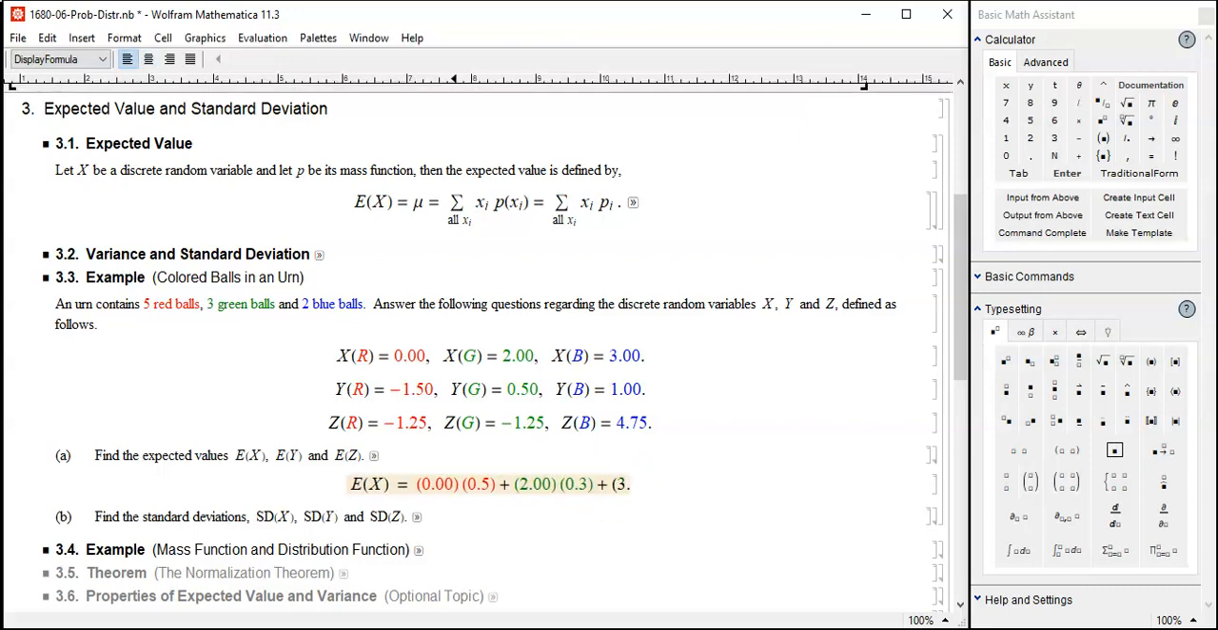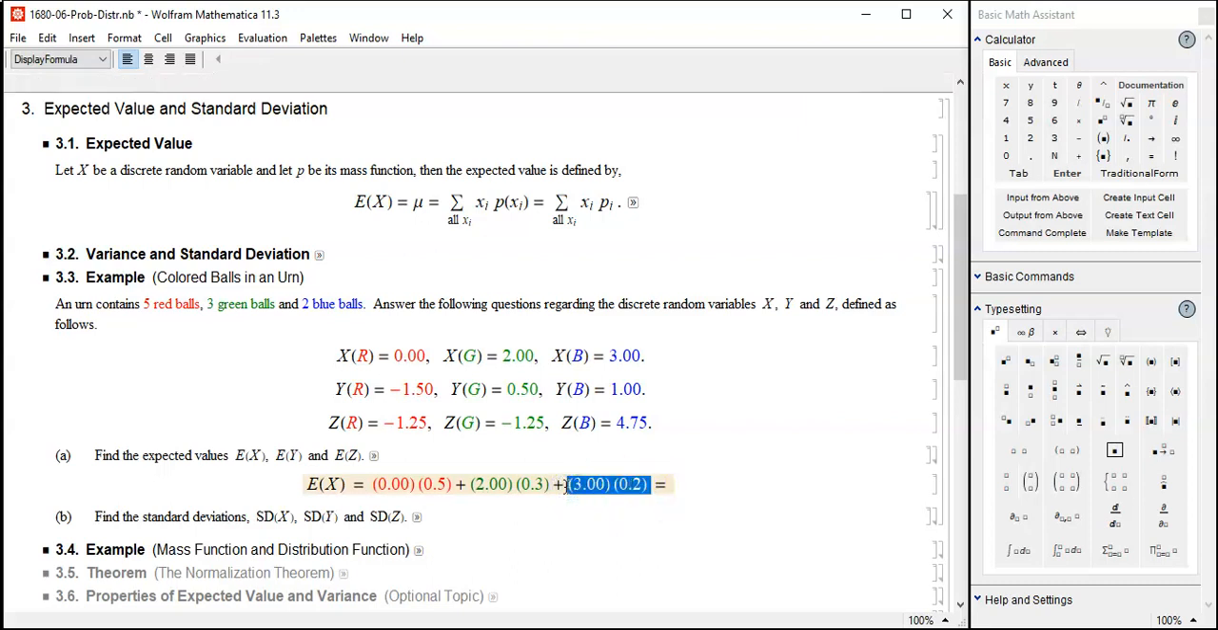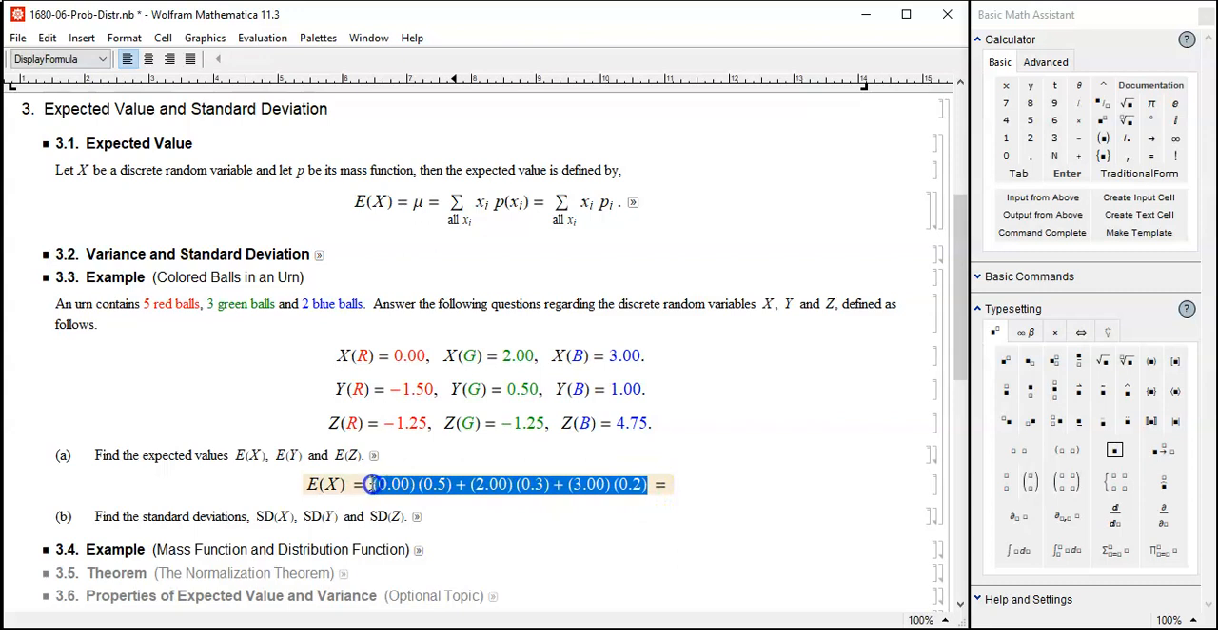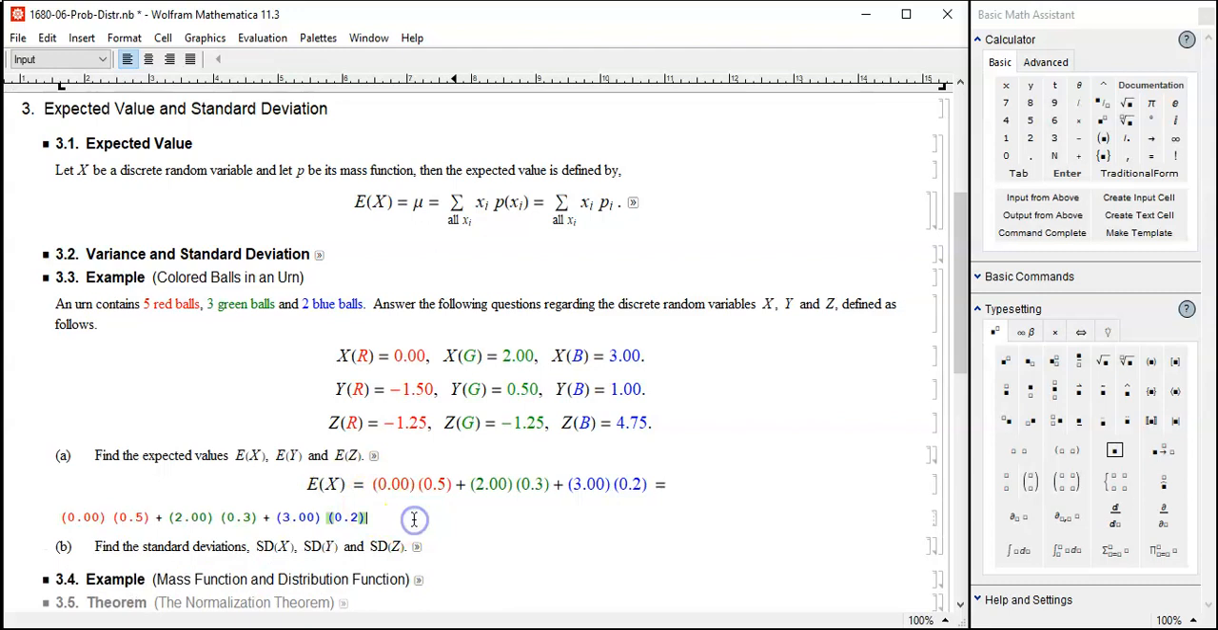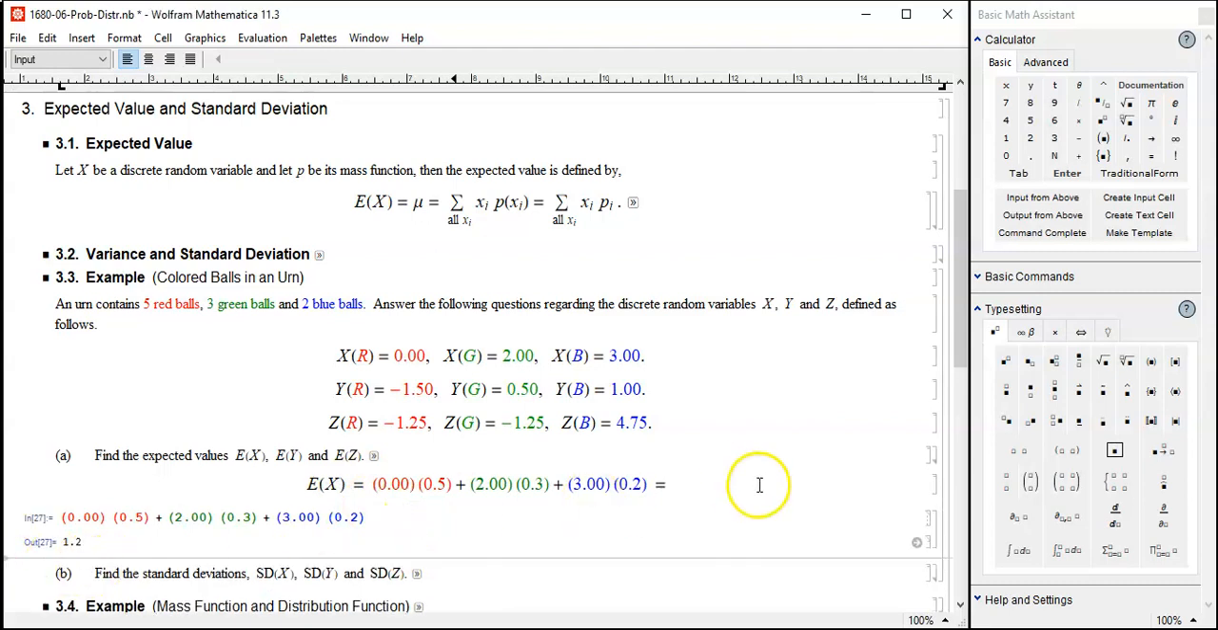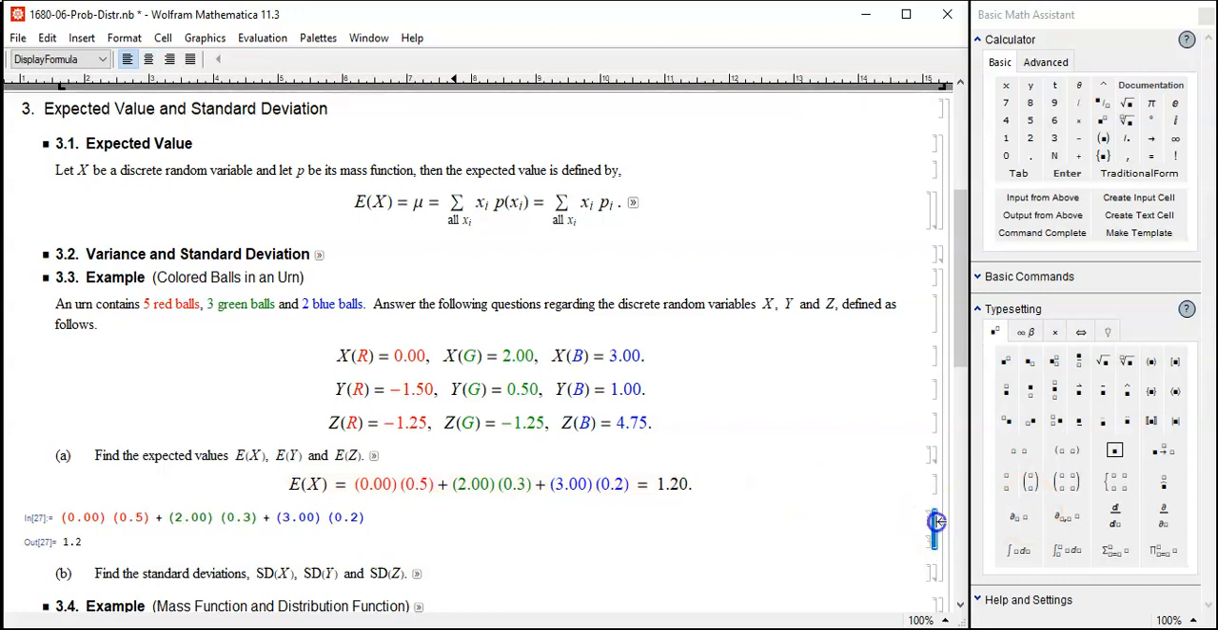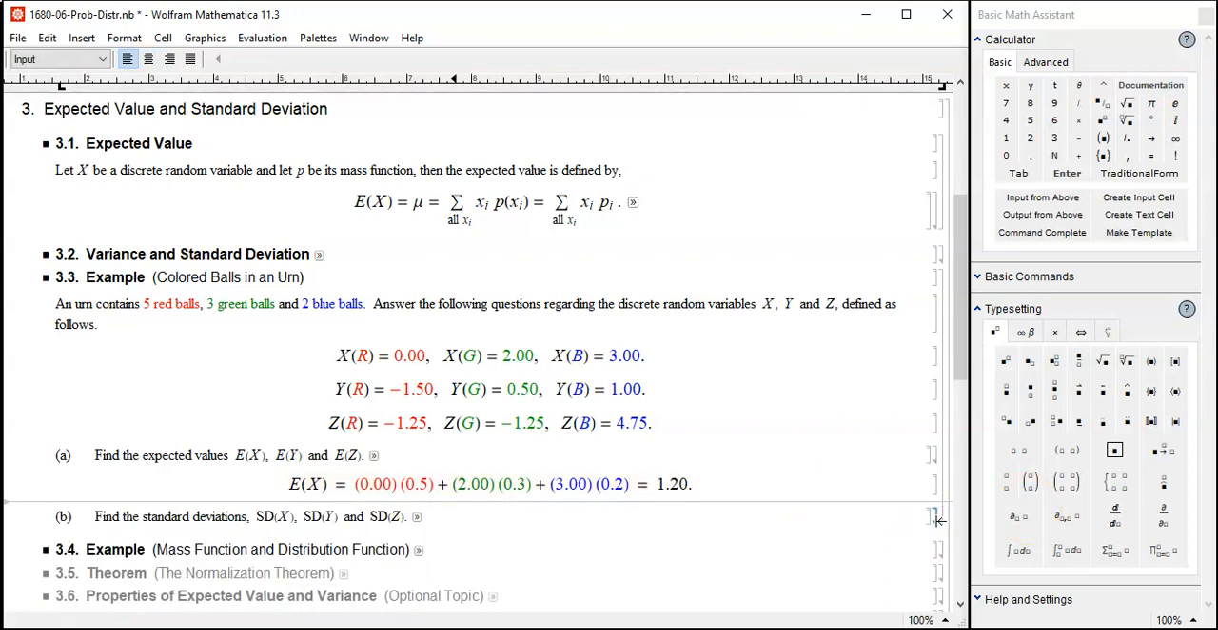Now blue. Payoff is $3 and the probability is 0.2 because there are 2 blue balls there. And then calculating all these, red, green, blue. Let's run it. 1.2. And that's the expected value. It's easy computation.